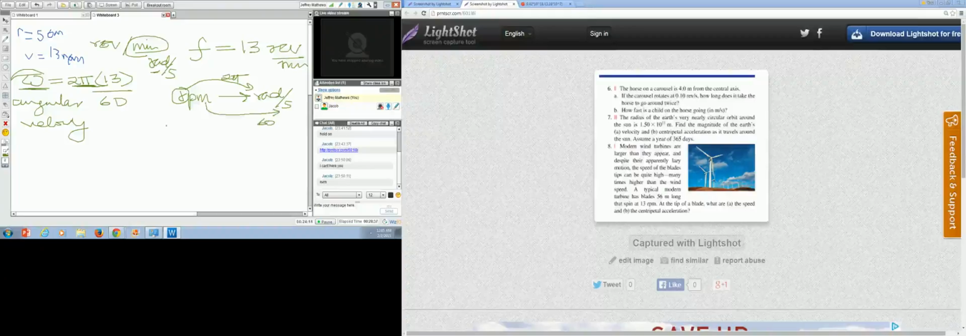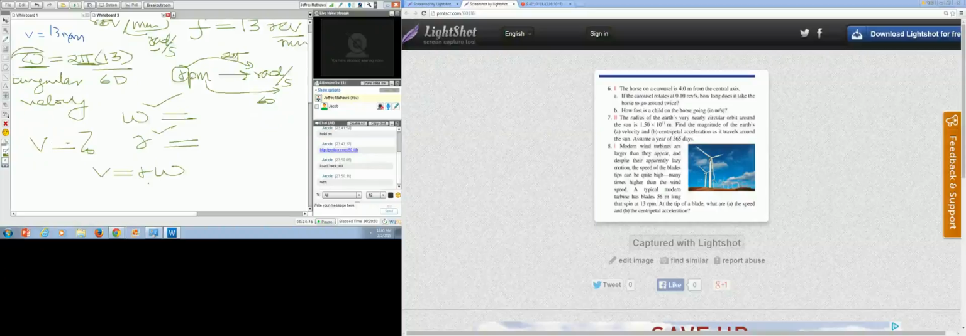Yeah. Okay. So we got W, we have this, we have R. And what are they asking us? At the tip of the blade, what is the speed? So they're asking us for V. Isn't that a nice and easy equation? What is V? V is RW. Is that fine? Yeah. Okay, so let's do that.